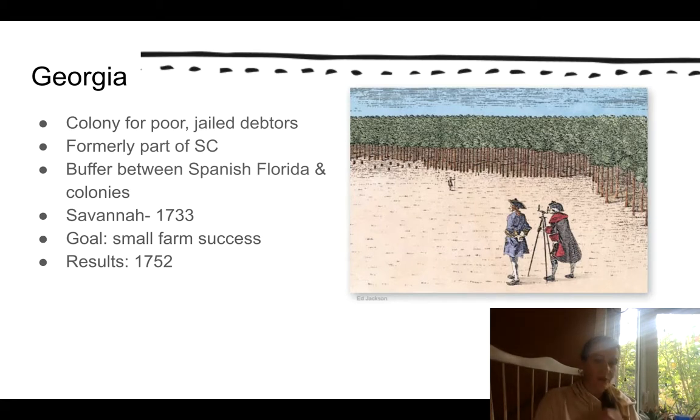So we learned that Georgia banned slavery for a long time, and people asked, well, why was this? Was it just because they were abolitionists? And unfortunately, it's not just because they were generous. It's because they wanted these debtors who were coming from England to be successful. They didn't want them having big plantations, but they wanted small farm success. So having slaves would not really allow that to happen.